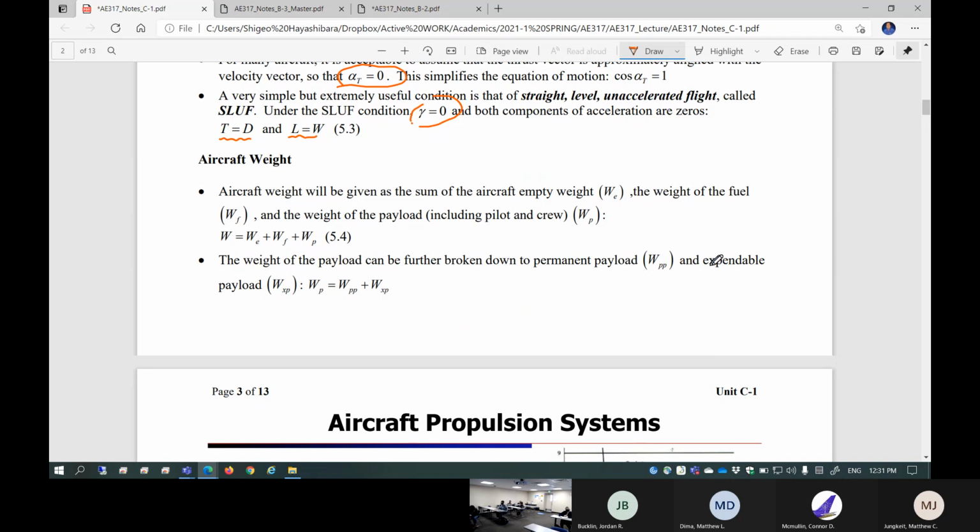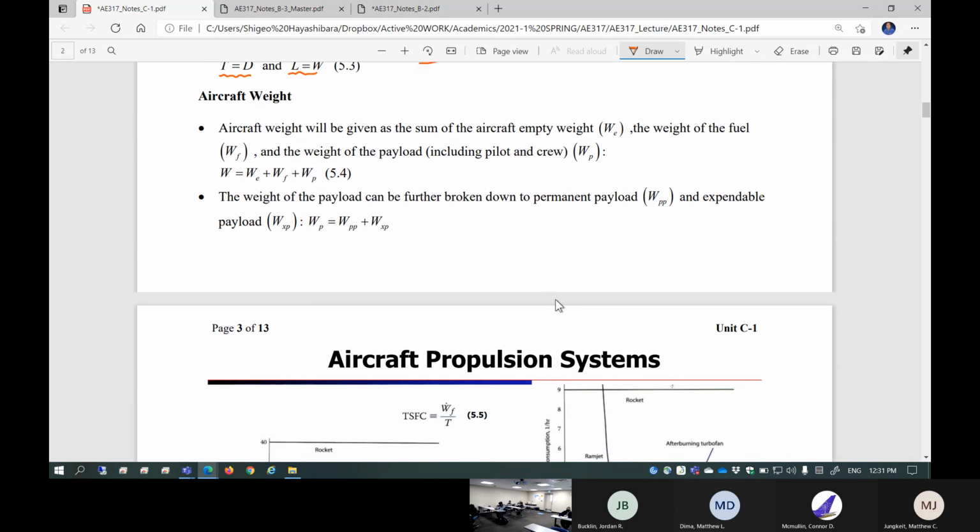So first of all, airplane weight. Weight could be empty weight, weight of the fuel, and weight of the payload. So total airplane weight is empty, fuel, and then payload. And then payload could be permanent payload and expendable payload. Really, what are those differences? Expendable is like ammunition you can drop. Permanent payload is like passengers. Well, luggage is not permanent, but you always have to add some kind of payload.